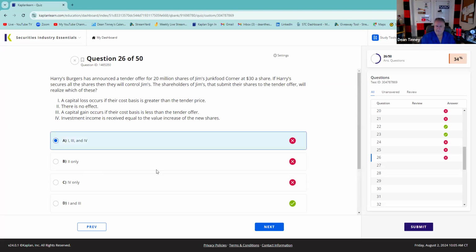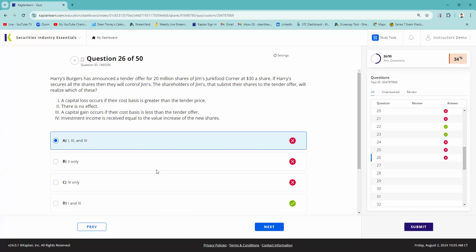What I would tell you though is that if this was the same question, and this is what it's getting at, if you receive cash, it's taxable. If this said Harry's Burger has announced a tender offer for 20 million shares of Jim's Junk Food for 1.5 shares of Harry's, now I call you and I say, "Allison, Harry's is offering to give you 1.5 shares of their stock for each share you own of Jim's Junk Food." And you say, "Well, gee, what's the tax consequence of that?" I go, "There is no tax consequence for accepting stock instead of cash. If you accept the stock, there would be no effect. There's no investment income. So cash is taxable, stock is not."